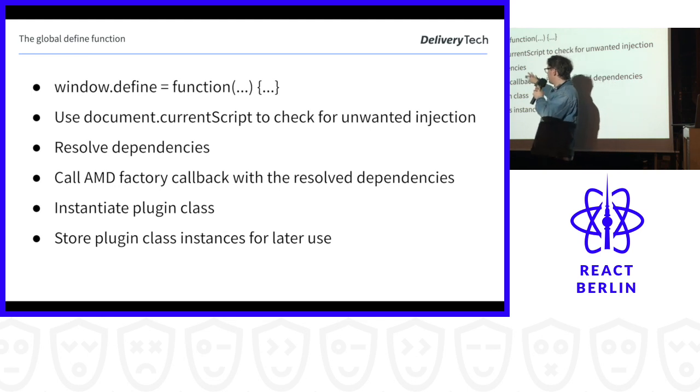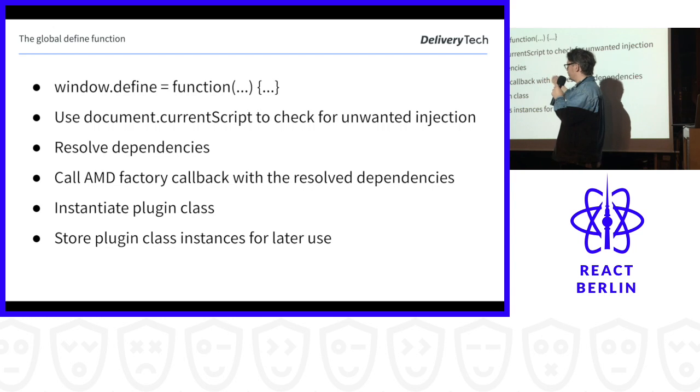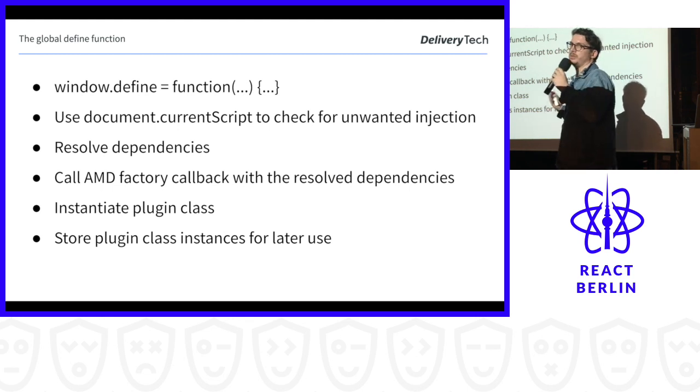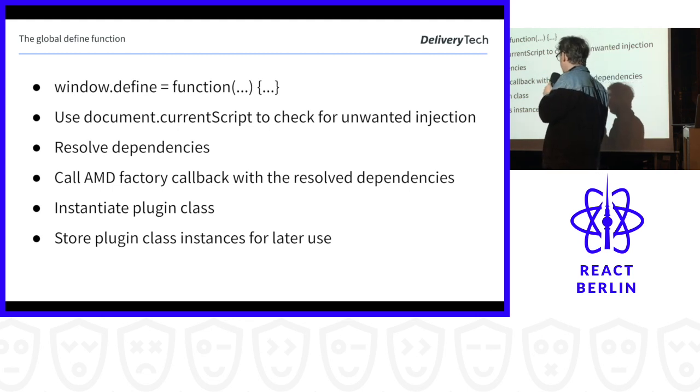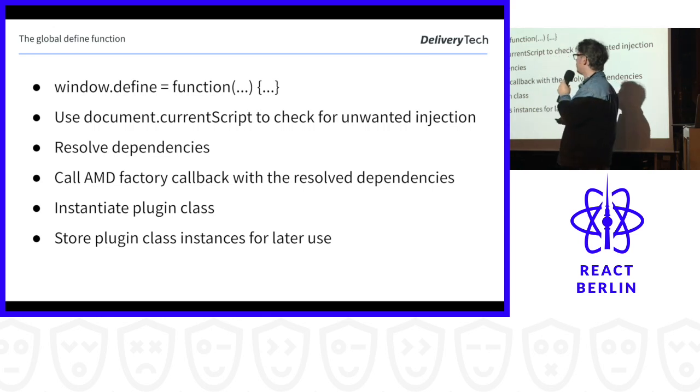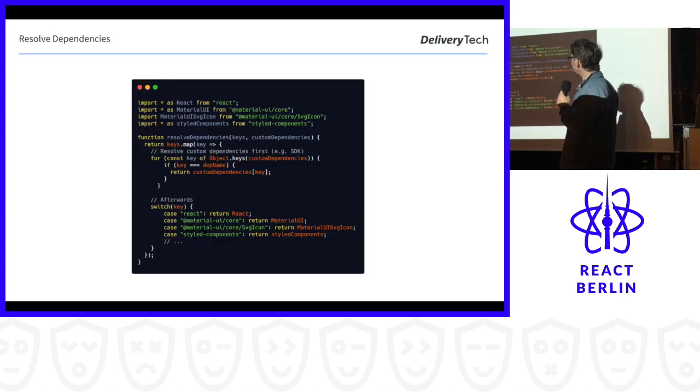Afterwards, we resolve the dependencies in the array and throw something if we don't know these dependencies, and then call this callback, and then this executes the actual code of the plugin. Then we get this class returned, we instantiate it, save it for later use, and then render this plugin. Here you can see how resolving is done.